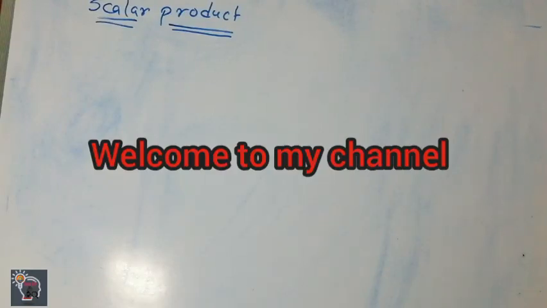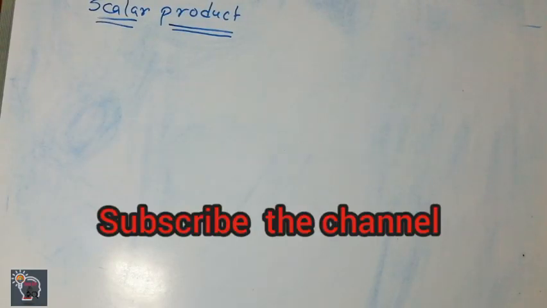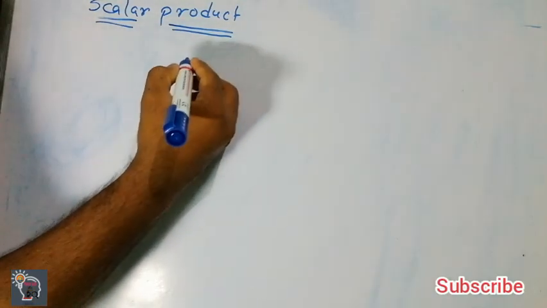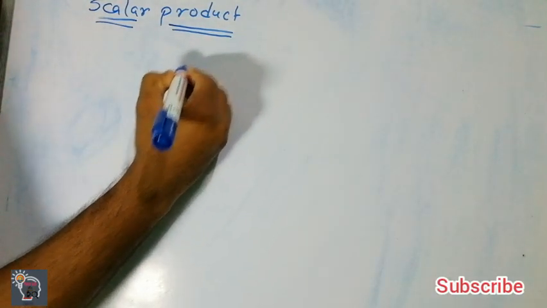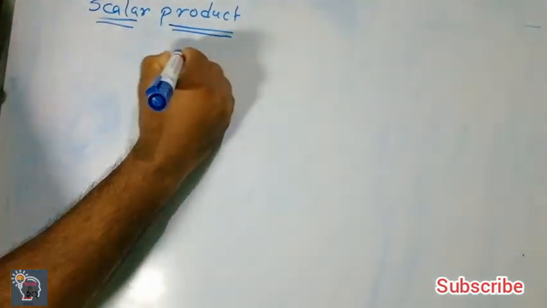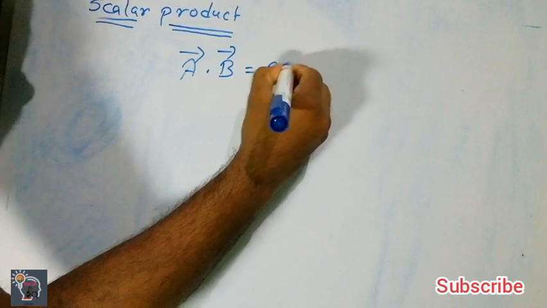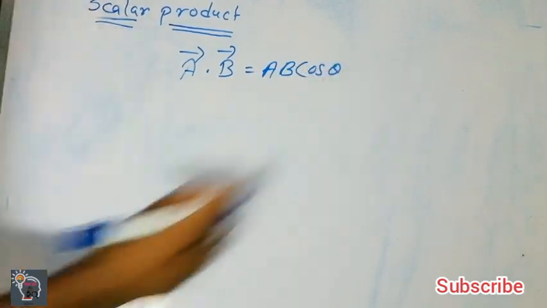So what is scalar product? If we multiply two vector quantities and get a scalar quantity as the result, then we can say that the product is a scalar product. So the scalar product of a vector and b vector is equal to ab cos theta.